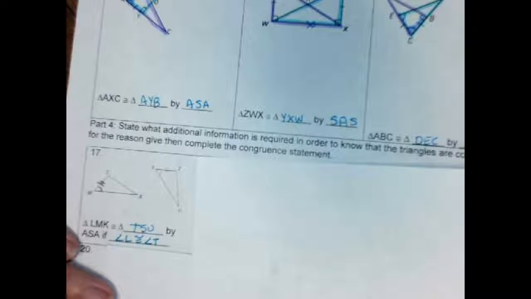So that's what all these bottom ones are asking you to do. They're saying, I wanted to prove by angle, side angle, what's the one extra thing I would need to know in order to do this? So take a minute, try the bottom ones by yourself, and then come back and check them.